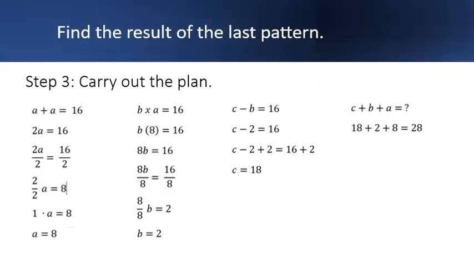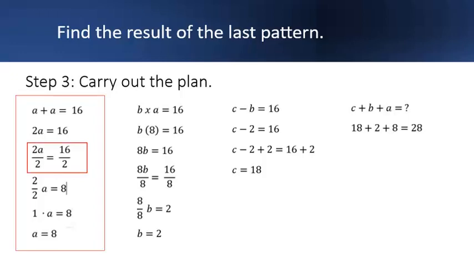We now follow through the process by applying our mathematical knowledge and skills to solve the equations. This is carrying out the plan. Considering the first mathematical statement, A plus A equals 16, this can be simplified to 2A equals 16. Dividing both sides of the equation by 2 will give us 16 over 2 equals 8 on the right side. On the left side, 2 over 2 equals 1. Hence, 1 times A equals 8, or A equals 8.